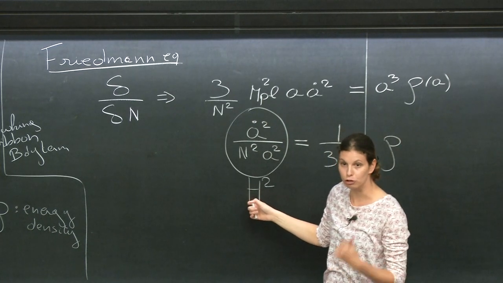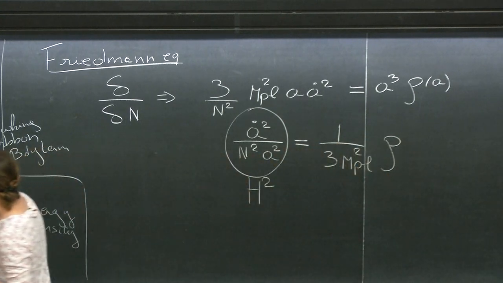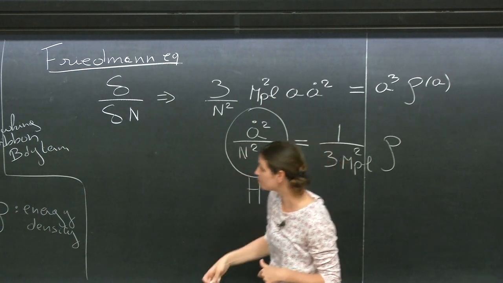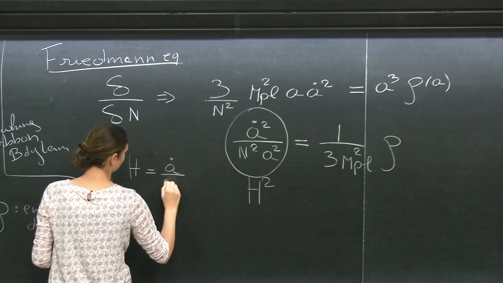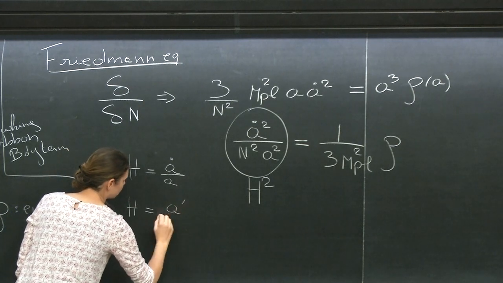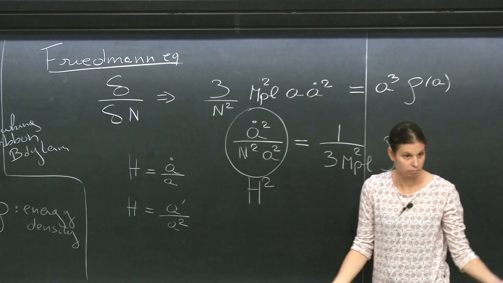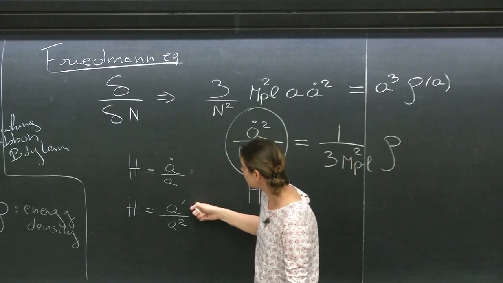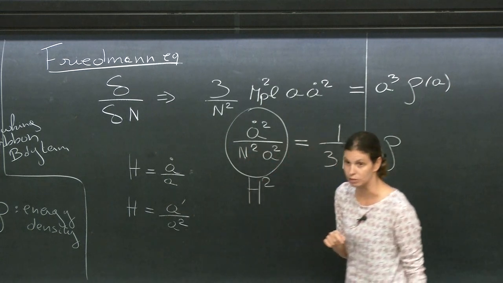You know that if you choose conformal time, or if you choose the physical time, the Hubble parameter will have a different N in here. So some of you may have seen that the Hubble parameter is equal to a dot over a, or some of you may have seen that the Hubble parameter is equal to a prime over a squared. It's not like we're doing different things. We're not dealing with different universes. This is exactly the same thing. In one case, N is 1, and in the other case, N has been set equal to a.